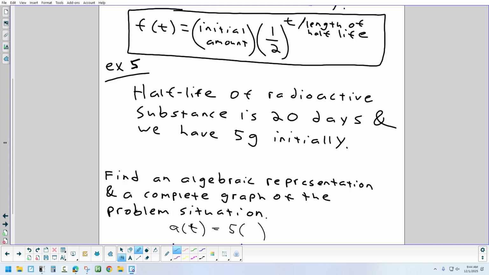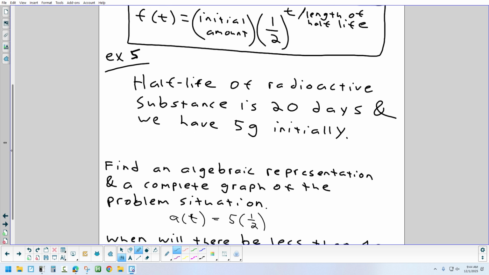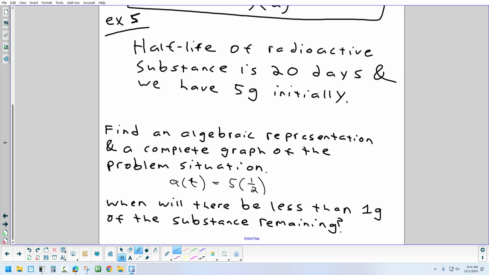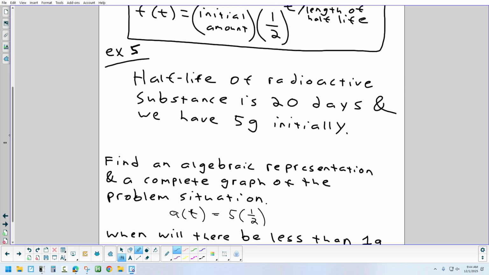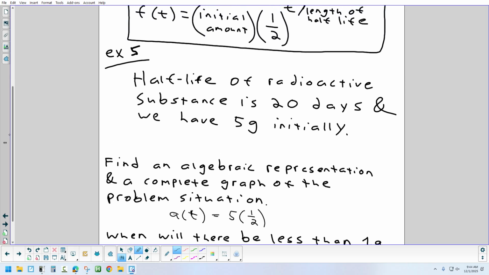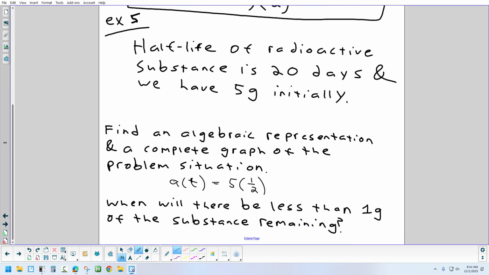For a half-life problem, what always comes right after the initial amount? Yep, always just put in a half. And what is my exponent going to be? T divided by 20. Yep. So that way, when you fill in an amount of days, it'll automatically convert it to how many half-lives have gone by. If you fill in 60 days for t and divide by 20, you'll get 3.